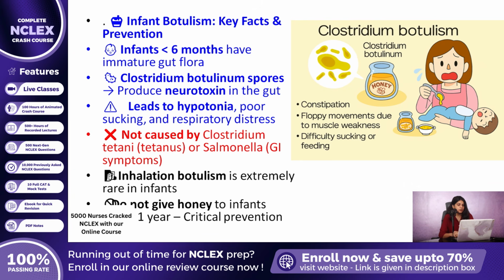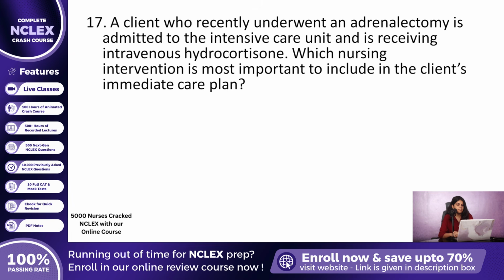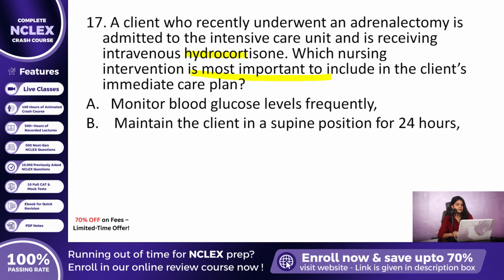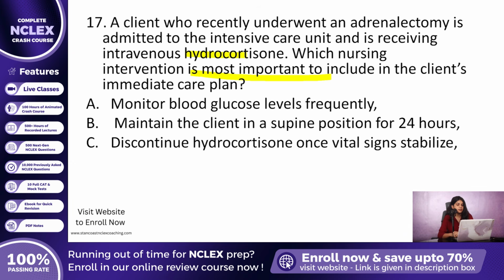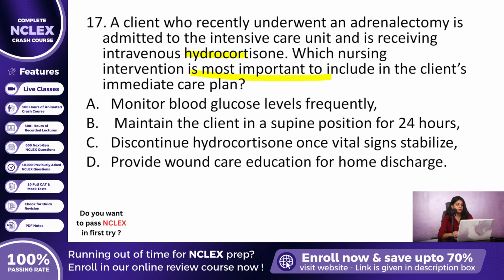Question 17. Now let us transition to endocrine post-operative care. A client who recently underwent an adrenalectomy is admitted to the intensive care unit and is receiving intravenous hydrocortisone. Which nursing intervention is most important to include in the client's immediate care plan? The options are A. Monitor blood glucose levels frequently, B. Maintain the client in a supine position for 24 hours, C. Discontinue hydrocortisone once vital signs stabilize, or D. Provide wound care education for home discharge.